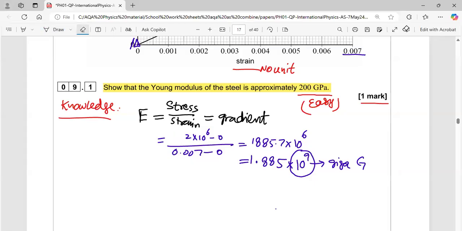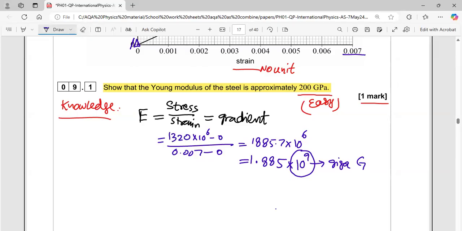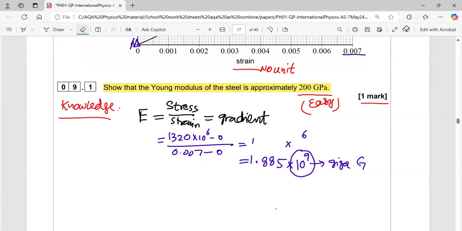Okay, I sorted out the problem. Actually, this was not 13.2, but this was 1320, right? When you do that with 1320, your answer is slightly different. Your answer is not this.